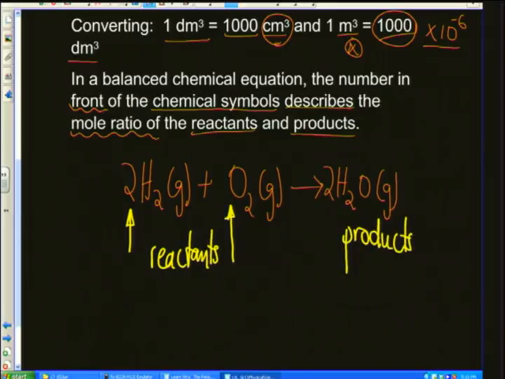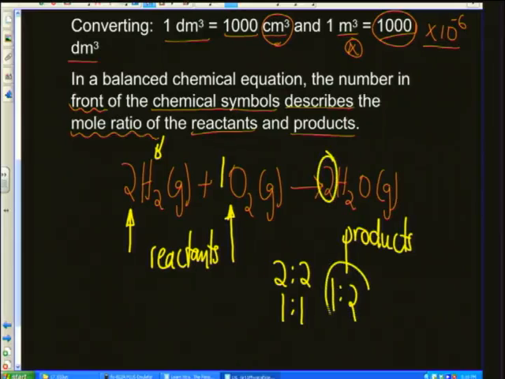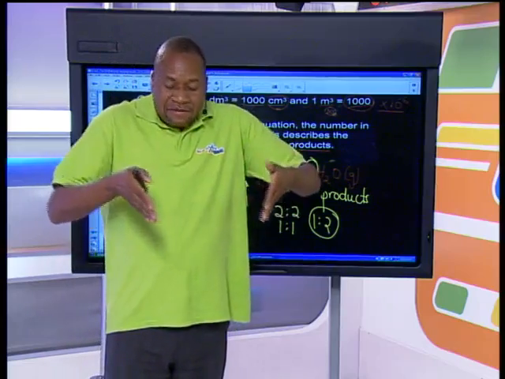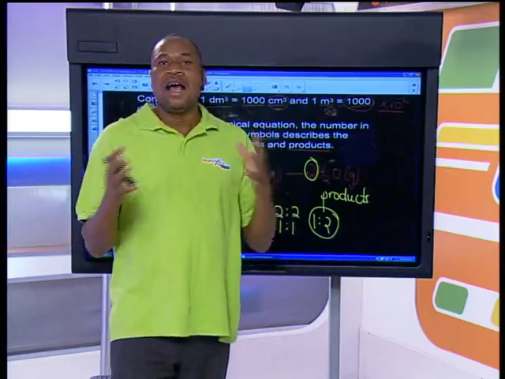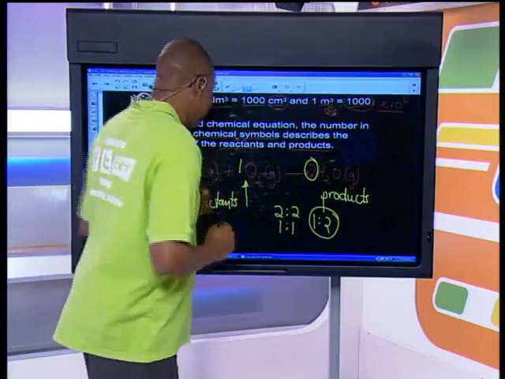And the ratio of hydrogen, for example, to water, it's always 2:2, therefore it's 1:1. But for oxygen here, the ratio will be 1:2, all right? That is the ratio that we're talking about when we're talking about the number in front of every substance there, giving us the ratio in which reactants and products are actually related to each other.